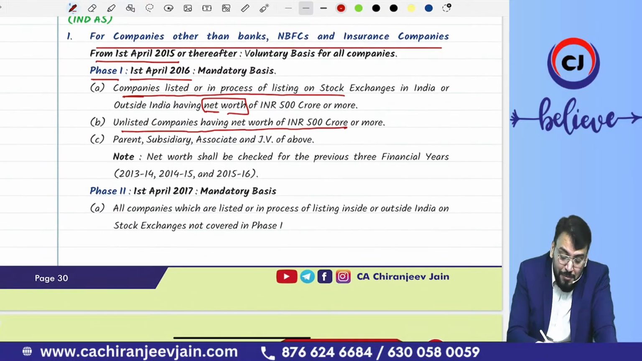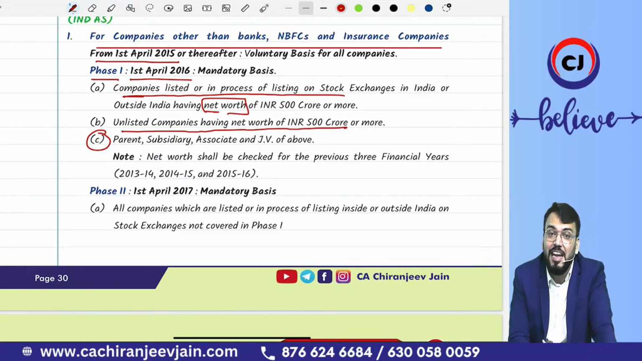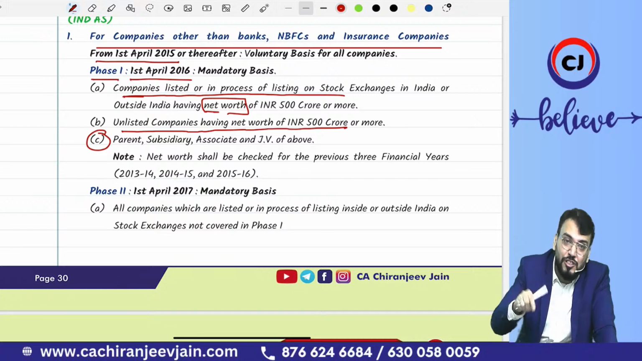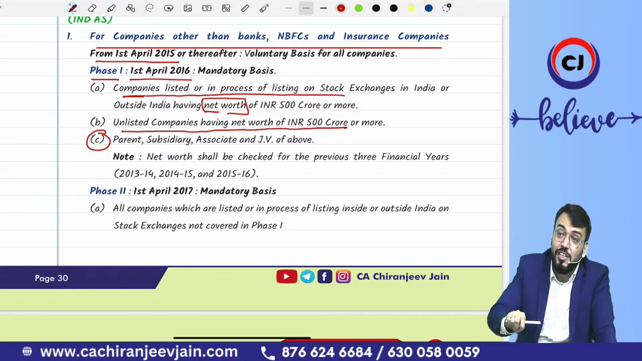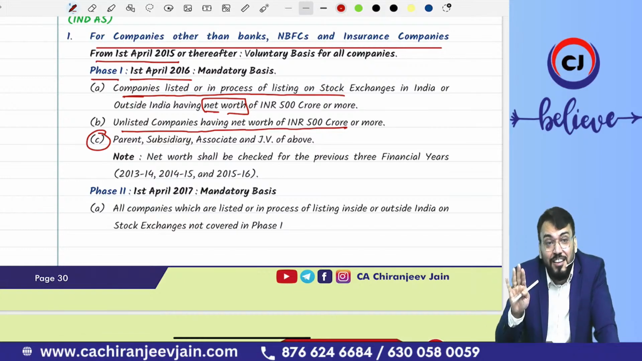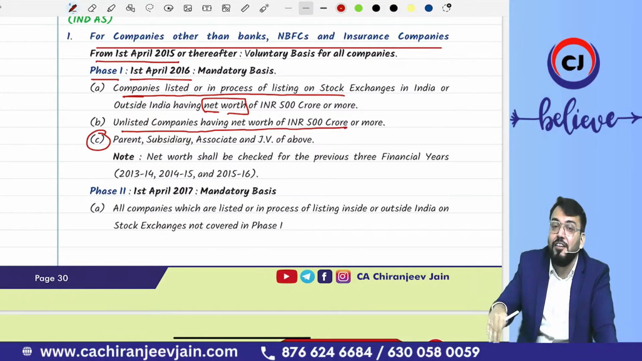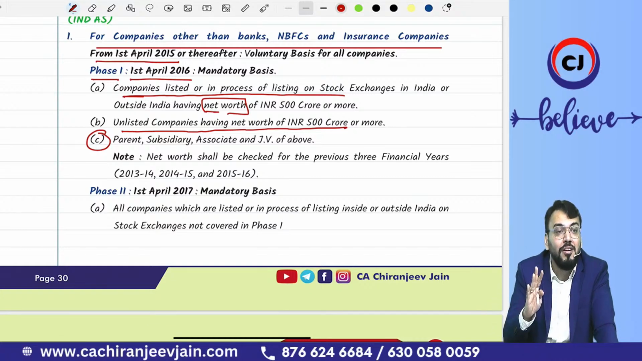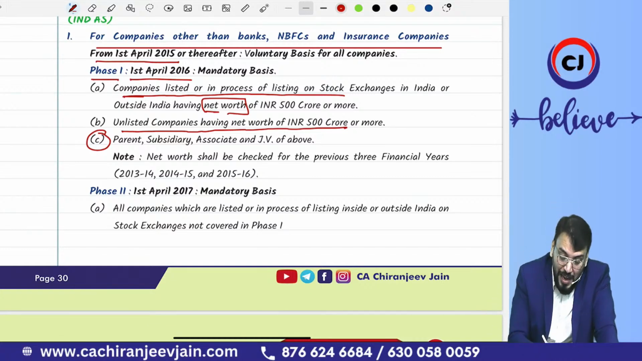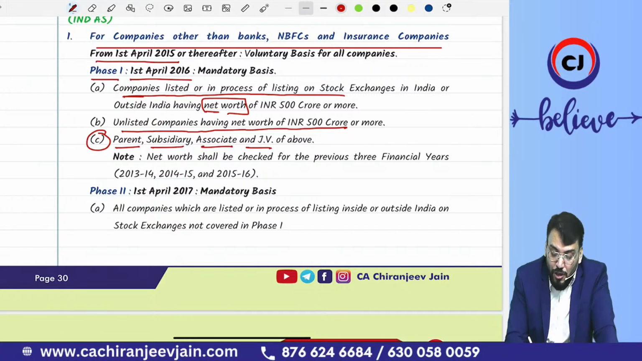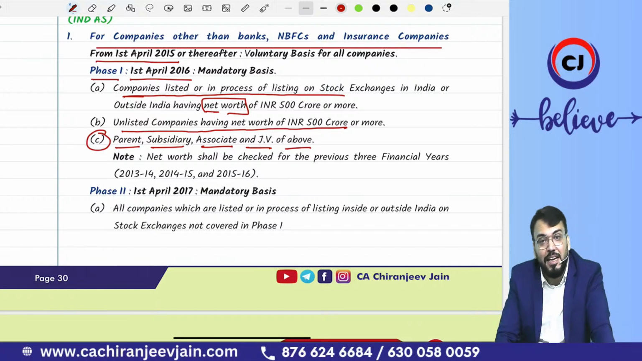Understood? Now point number C says that if any company to which Ind AS is applicable under A and B, to their parent company, subsidiary company, joint venture, associate, also Ind AS will be applicable even though net worth is less than 500 crore. Means group companies will also come under the purview of Ind AS. Understood? So any parent company, any subsidiary company, any associate, any joint venture above, also Ind AS will be applicable.